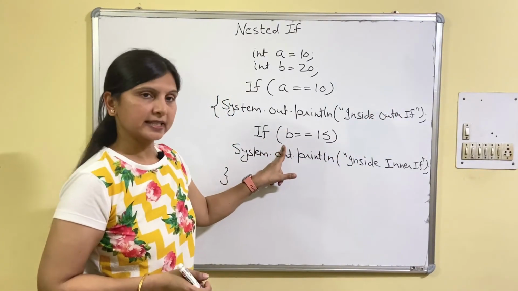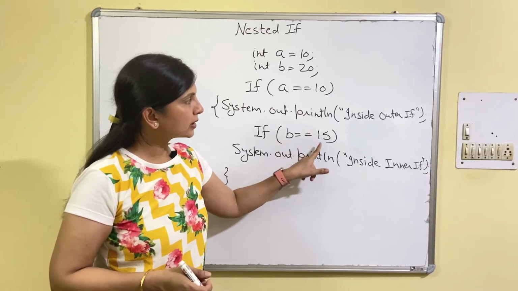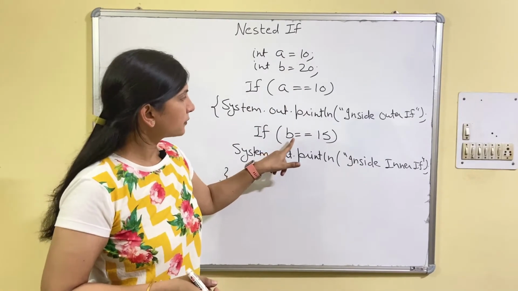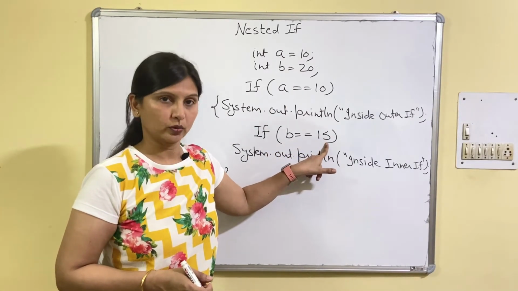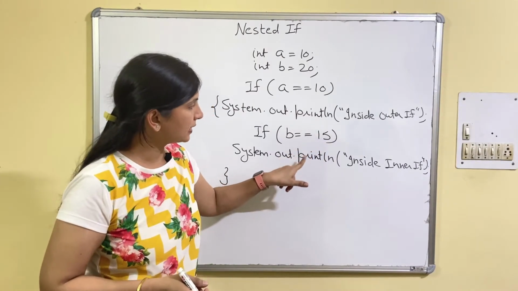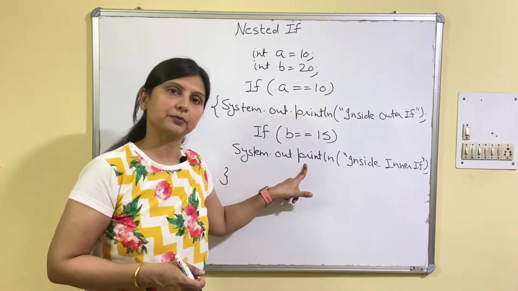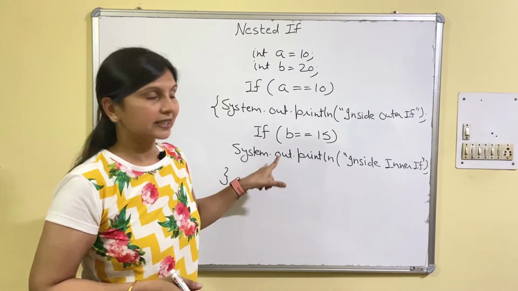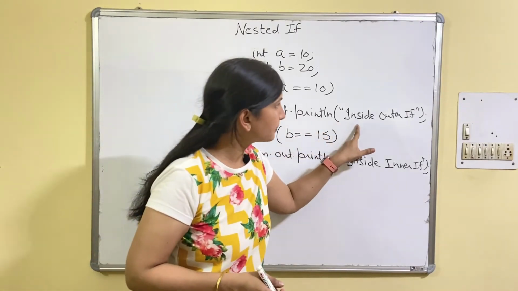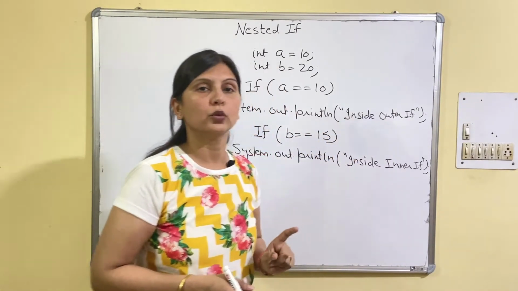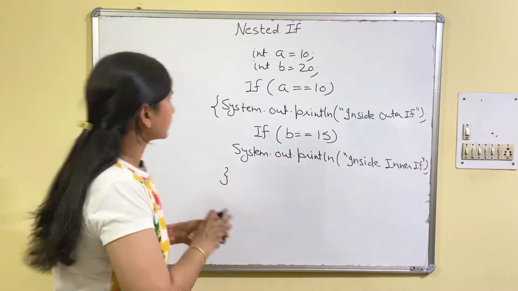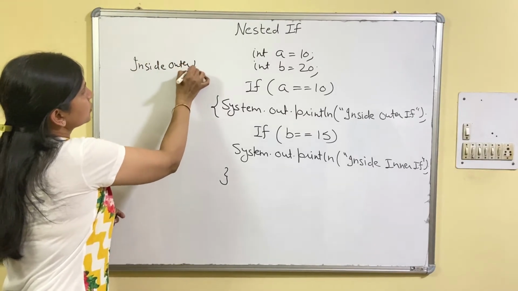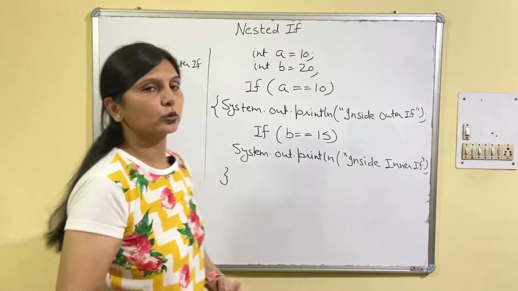Then it will come to the next statement. It will check if b equals 15. What is the value of b? It is 20. So if 20 equals 15, no, the condition is false. So it will not display this statement; it will skip it. So when I execute these statements, the output will be inside outer if only. So this is the case of nested if without else.